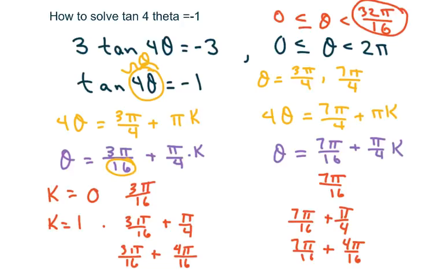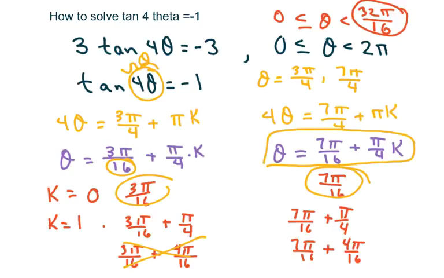So what we get is 7 pi over 16 here, which is what we already had. So this one we didn't really need. In fact, we didn't even need to really write this general solution. But this one's going to be 11 pi over 16. Alright, so let's try it again and let k equal 2.